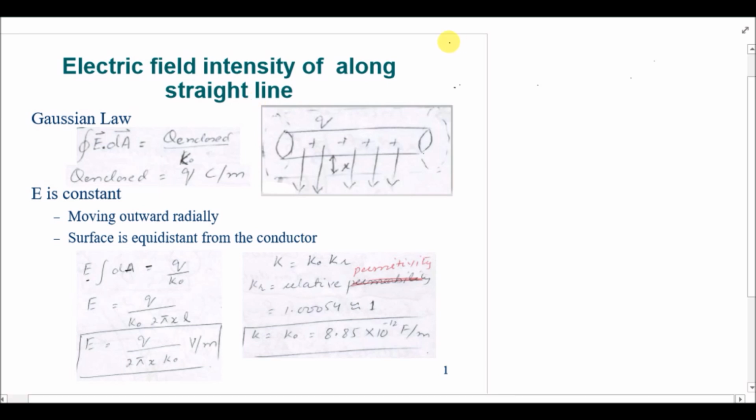In today's lecture, we are going to find the electric field intensity of a long straight line. The actual goal of this series of lectures, starting from today, is to find the capacitance of a transmission line. In order to find the capacitance C, we should know the potential difference. Why? Because we know that Q is equal to CV. So if we know the voltage, we can find the capacitance. And in order to calculate the voltage, we should know the electric field intensity.